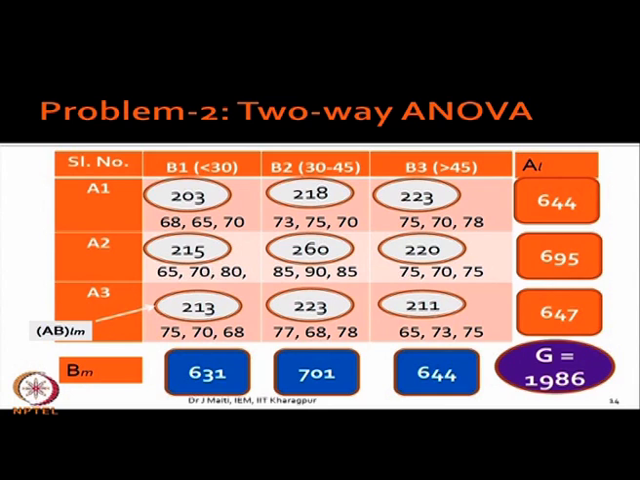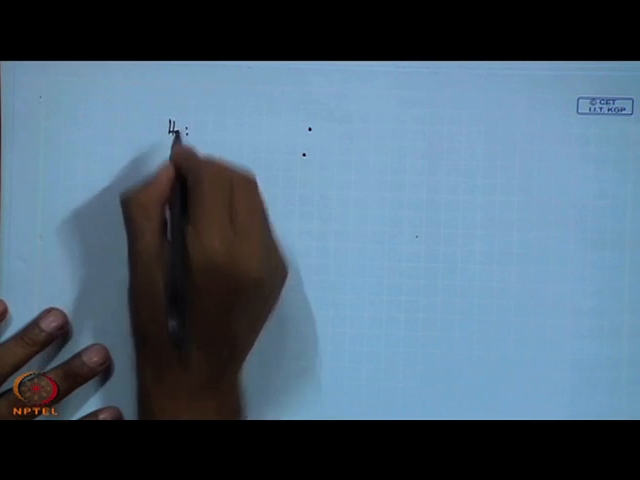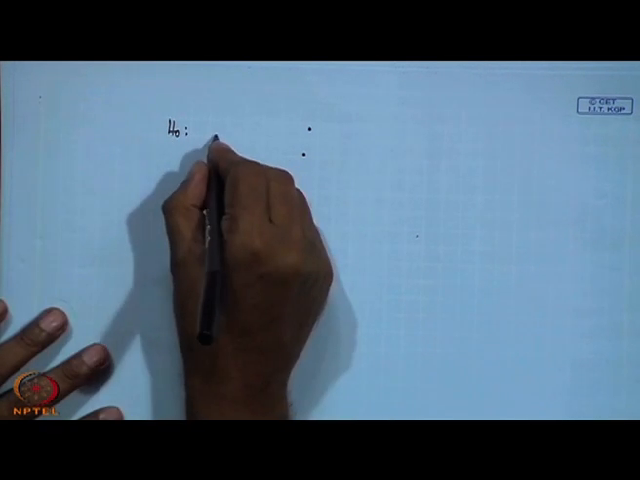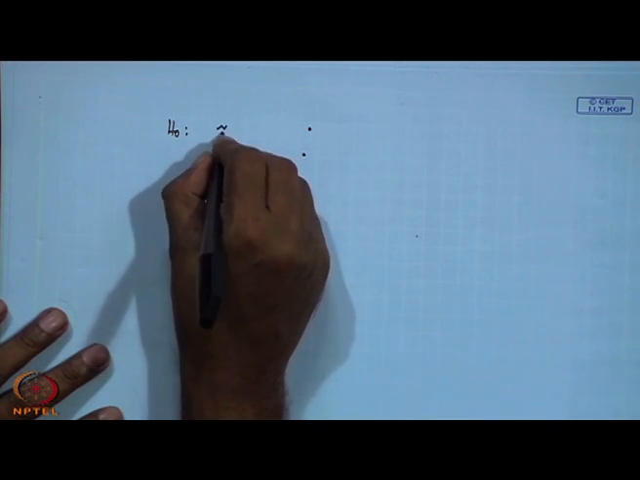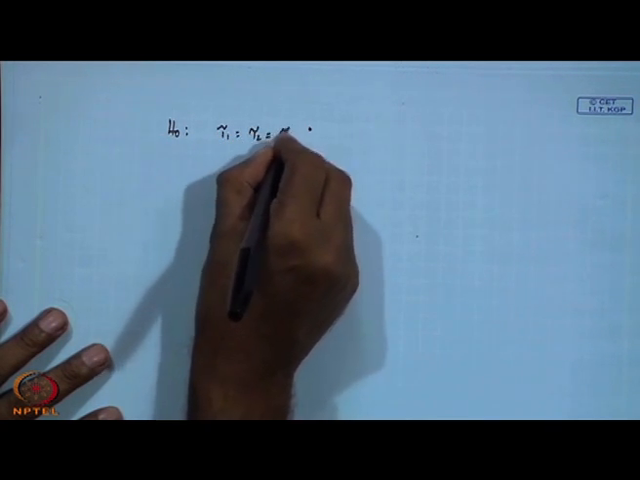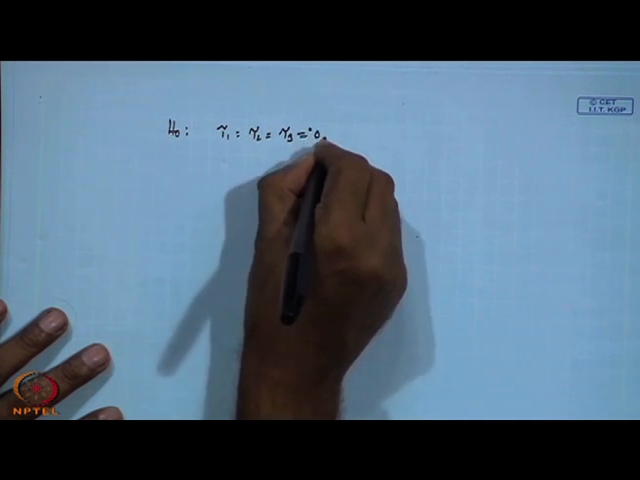What we want to first see is whether there is any effect of the departments, effect of the age groups, and interaction effects. So, we will go by hypothesis testing. What is your hypothesis here in this example? My hypothesis is that from the department's point of view, tau 1 equals tau 2 equals tau 3 equals 0.